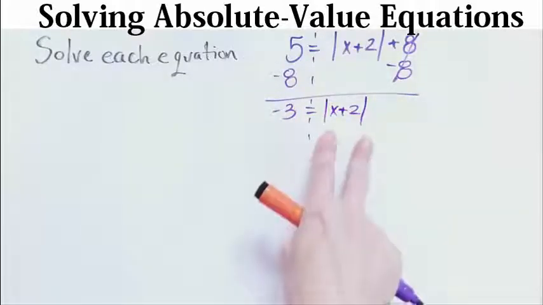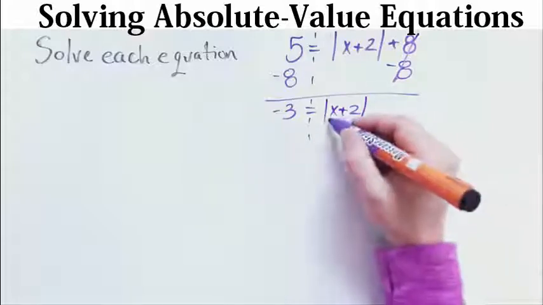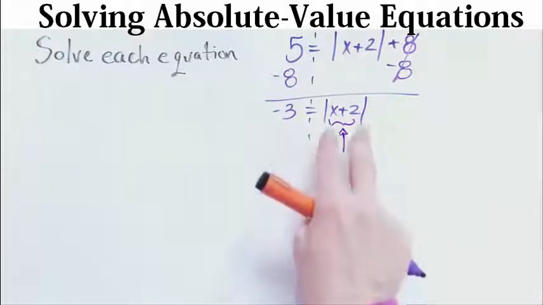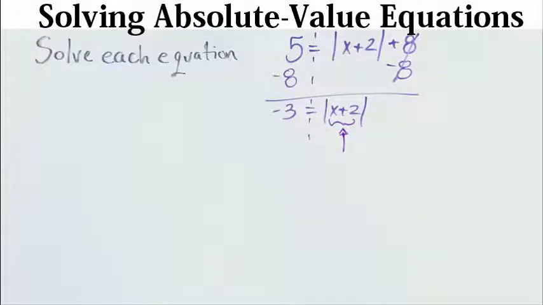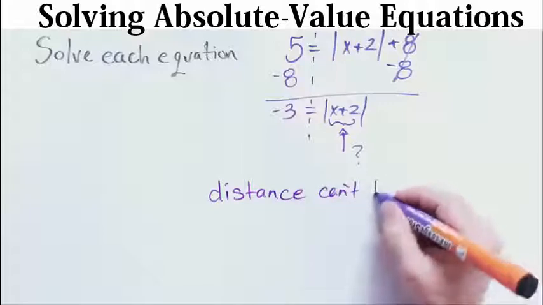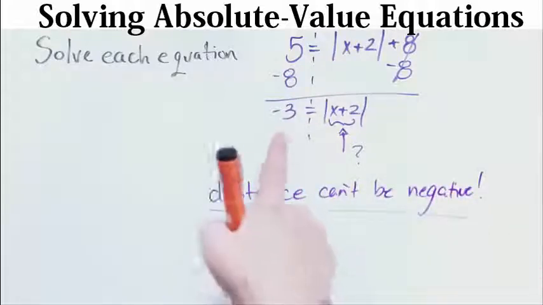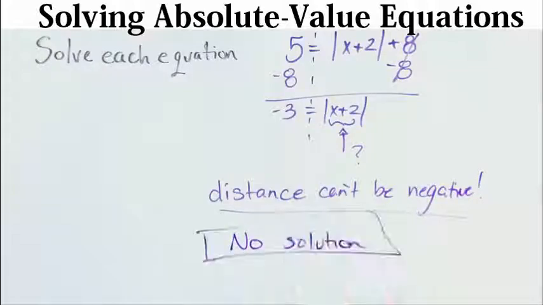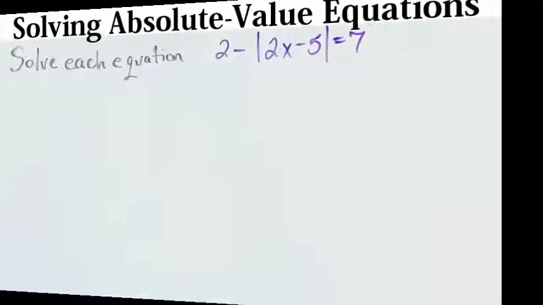It goes away. So that meant the absolute value of whatever is in here would give me a number of negative 3. What numbers are negative 3 away from 0? So you're thinking distance can't be negative. Since distance cannot be negative, this cannot be true. If this can't be true, then you have no solution. And that's your answer, and you're done.